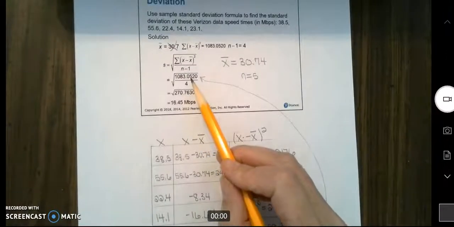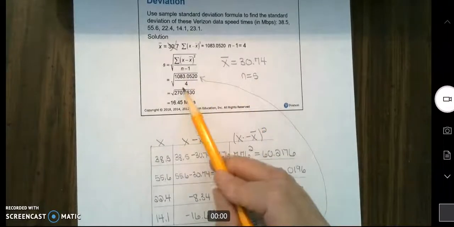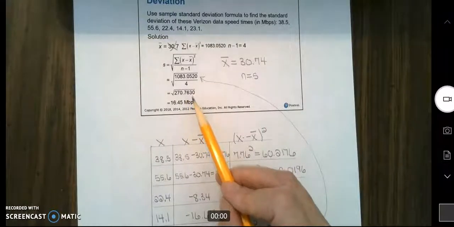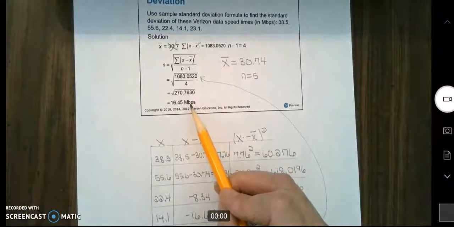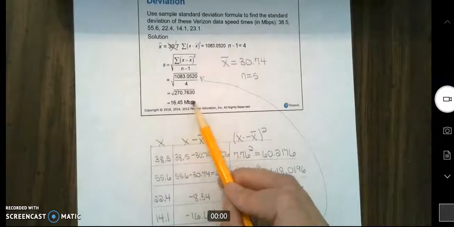And this is the numerator. And this is divided by n minus 1. n is 5, so 5 minus 1 is 4. So I get the square root of 270.630, which gives me about 16.45. So this is my sample standard deviation right there.